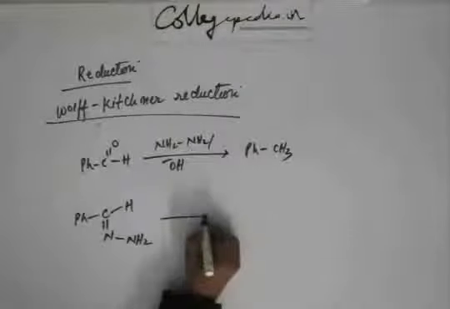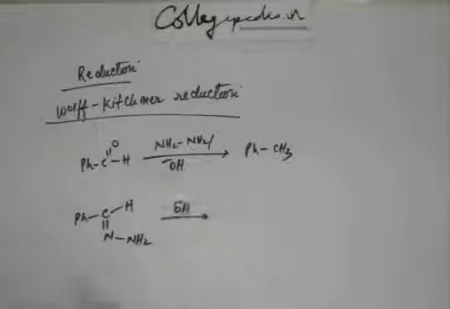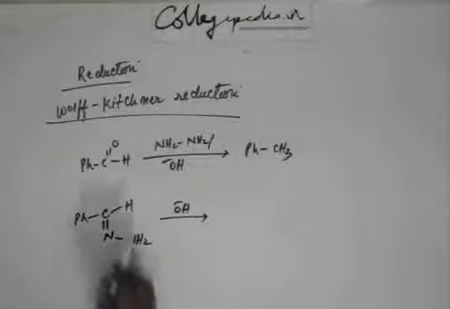Now the base will come into the picture. Base comes, what does base do? Base abstracts hydrogen. Which kind of hydrogen? Acidic hydrogen. Where is the acidic hydrogen? This hydrogen is not acidic hydrogen. We understand it. We discussed it when we studied the Cannizzaro reaction. This hydrogen is acidic hydrogen.